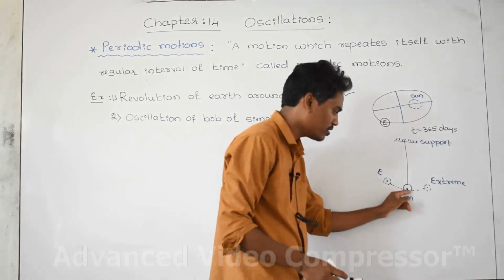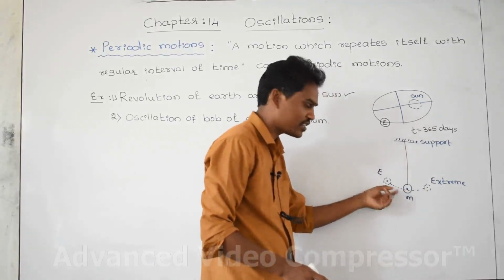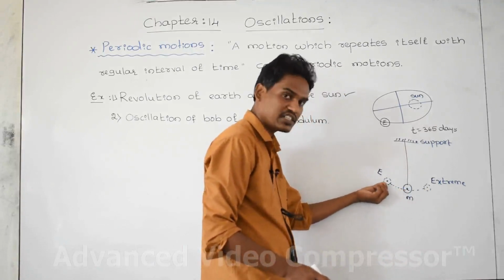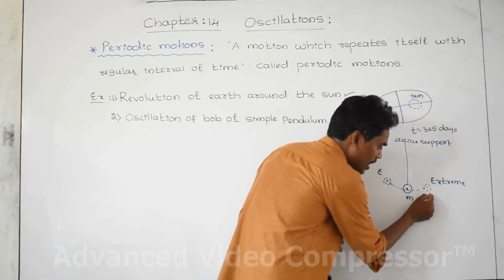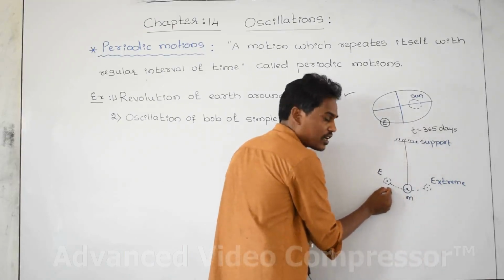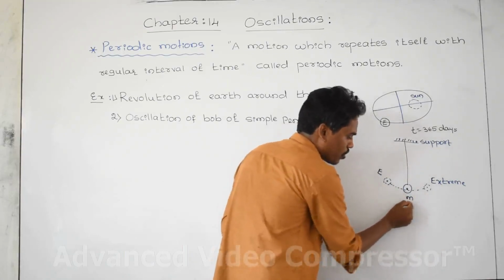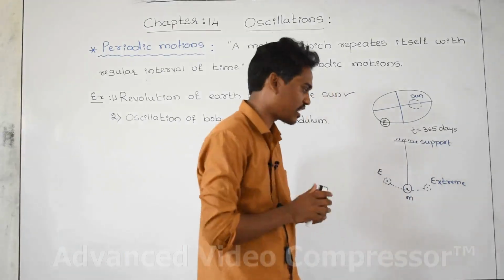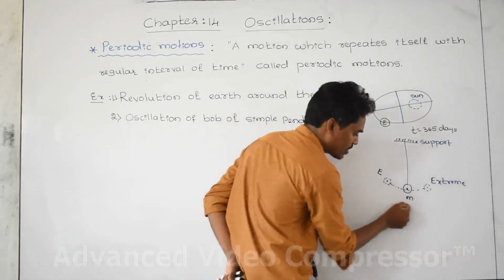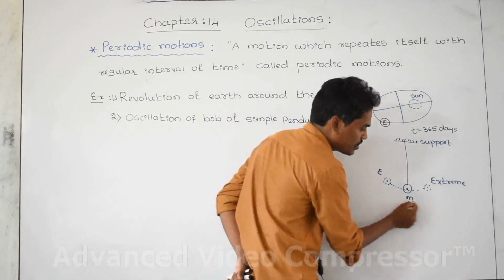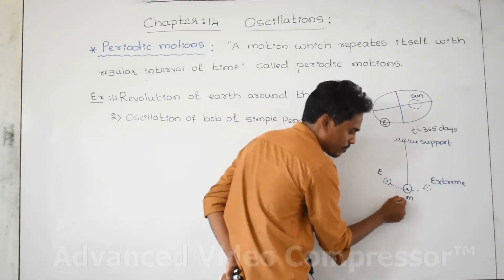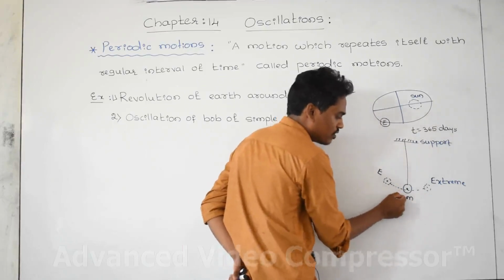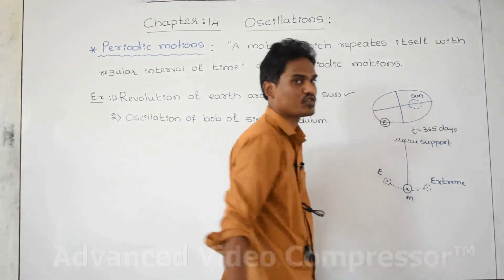Now let us take that I am releasing the body at this point. Pull the body here and release it, and it goes here. This is a half cycle, again coming here is another half cycle, half plus half. This is one complete cycle. This is one cycle, this is the second cycle, again the third cycle, fourth cycle, fifth cycle, and so on continuously.